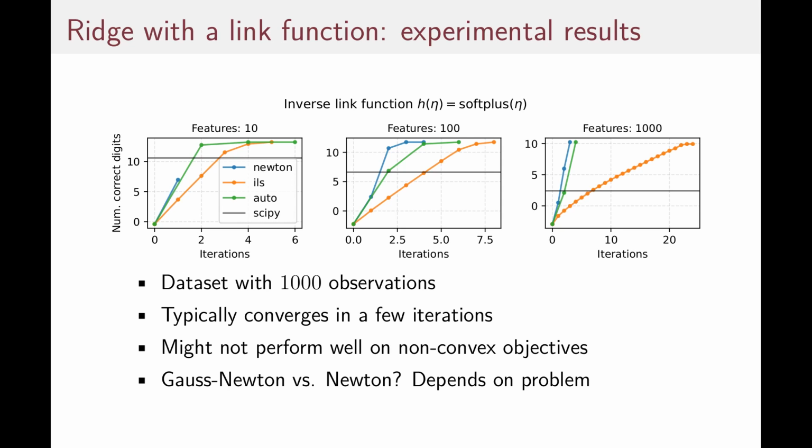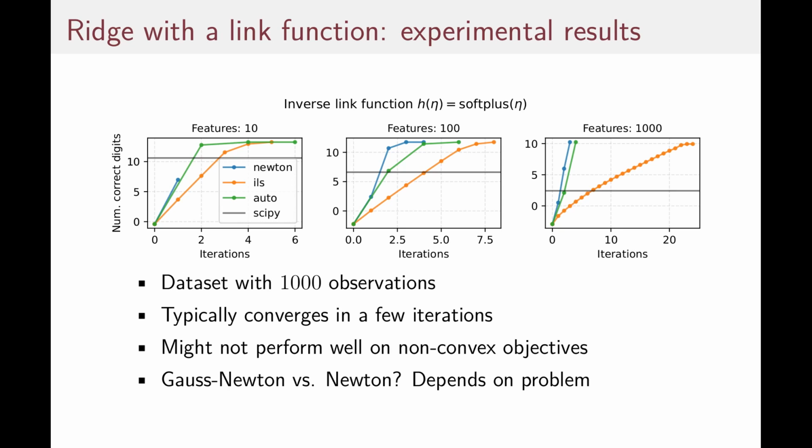Here I did an experiment, created a data set with 1,000 observations, tried it on 10, 100, and 1,000 features. The inverse link function is just softplus. What I here call Newton is Newton's method, using the Hessian and gradient. ILS is iterative least squares. That's where I expand H. Auto is just my own little method where I do every other routine. So I do 1 Newton step, 1 ILS step, 1 Newton step, 1 ILS step, and just iterate back and forth between the two methods.